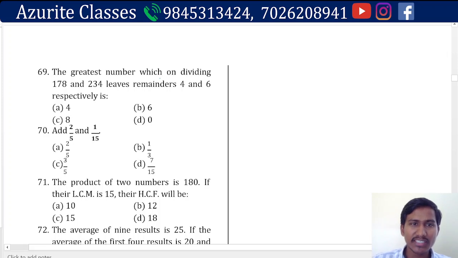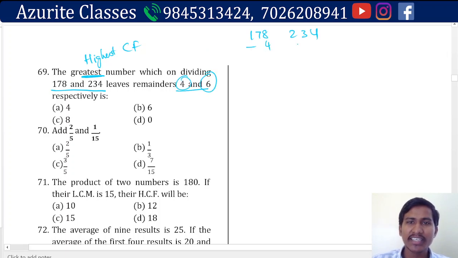Question 69: the greatest number which on dividing 178 and 234 leaves the remainders 4 and 6 respectively. Finding the greatest number means we have to find the highest common factor, HCF. The remainders are 4 and 6, so you subtract 4 and 6 and then take the HCF of those numbers. 178 minus 4 is 174, and 234 minus 6 is 228. So you have to take the HCF of these two numbers.